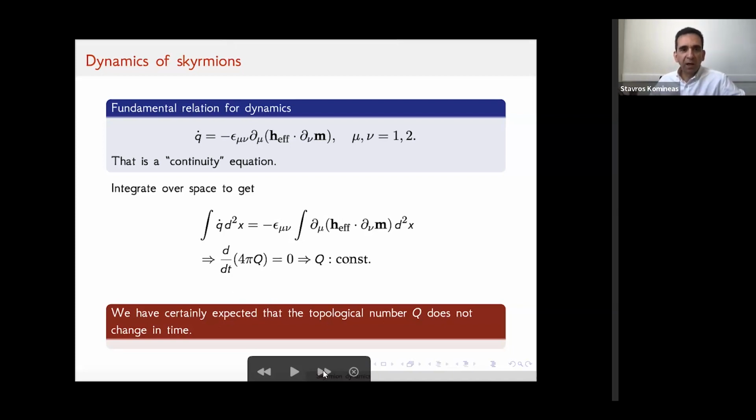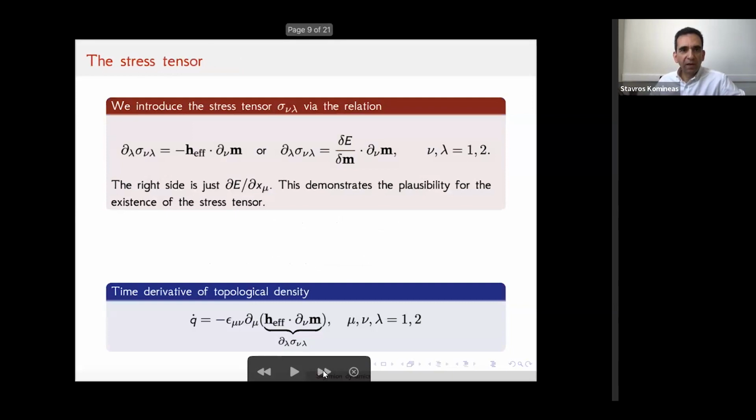But we can now say the following thing, that if you take what I call the fundamental relation, and you consider this term in the space derivative, then it turns out that this is a space derivative itself.